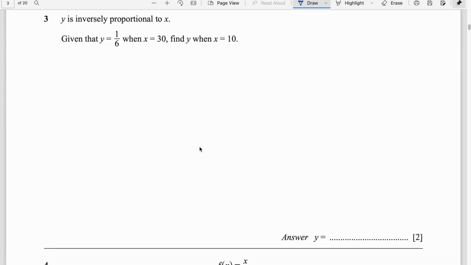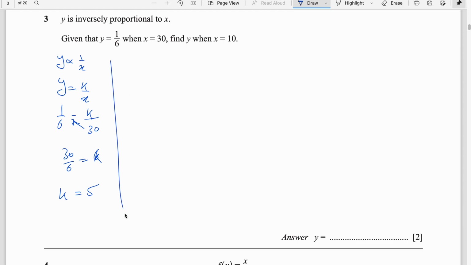Question number 3. Y is inversely proportional to X. Given that Y is 1 by 6. Okay, first of all, it is inversely proportional, so Y equals K over X. When Y is 1 by 6, at that time X is 30. So 30 by 6 equals K. K is equal to 5. Rewrite the equation: y equals 5 by x. Find y when x is 10. Y is 1 by 2.